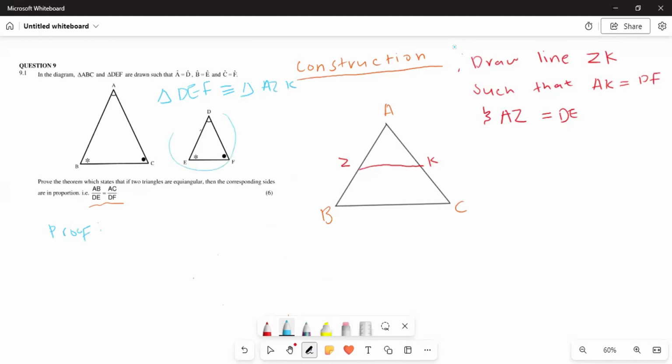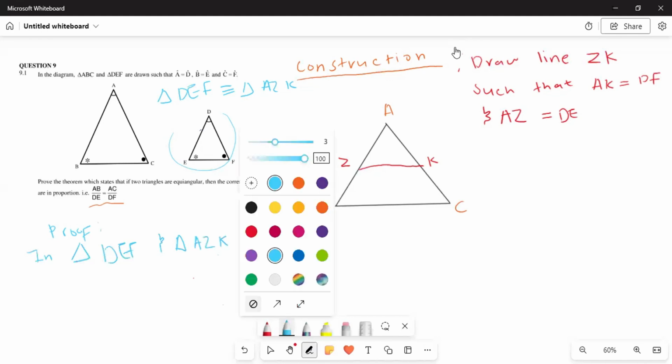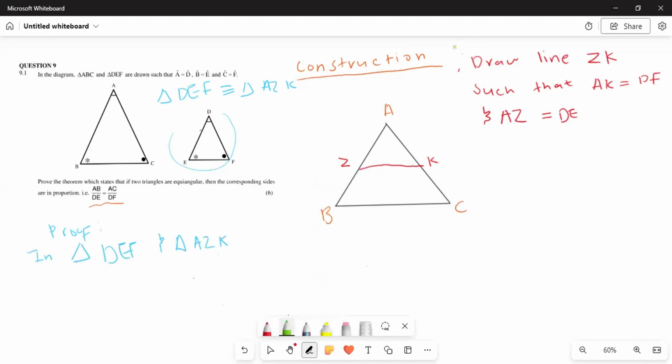Now, I'm doing my proof, and I'm going to name my triangles: in triangle DEF and triangle AZK. So first, I state my two triangles in which I'm trying to prove that they are congruent to one another. So now, let's start with proving that these two triangles are congruent to one another. First, can you see that here I'm given angle D? And we said this angle D is equal to the angle A in the bigger triangle, which is here. So I'm going to say angle A is equal to angle D, and this was given.